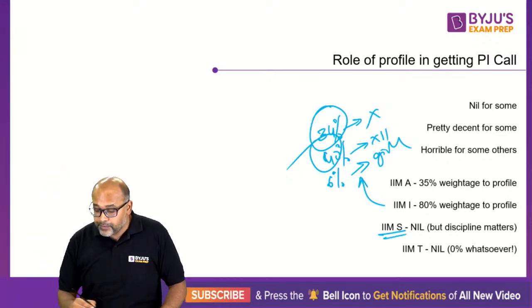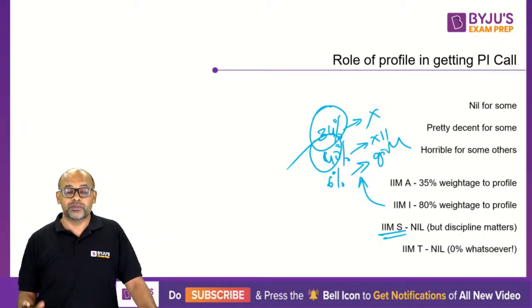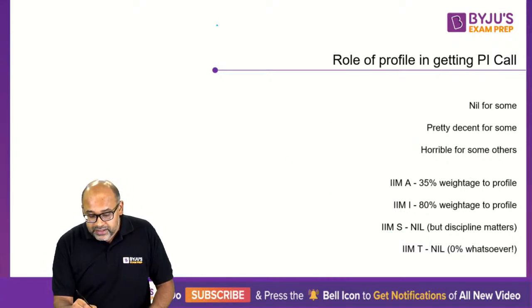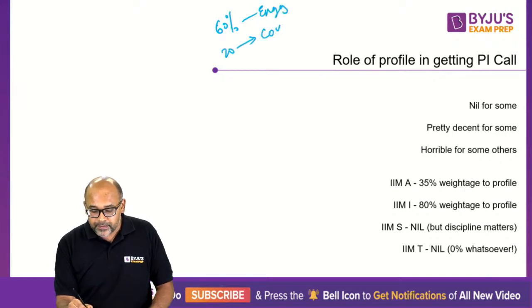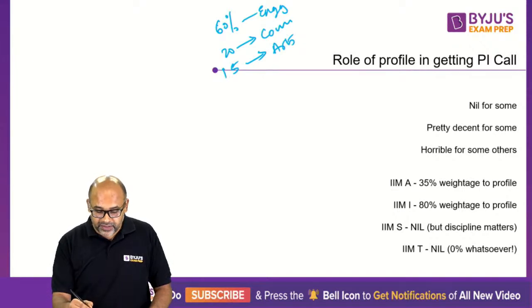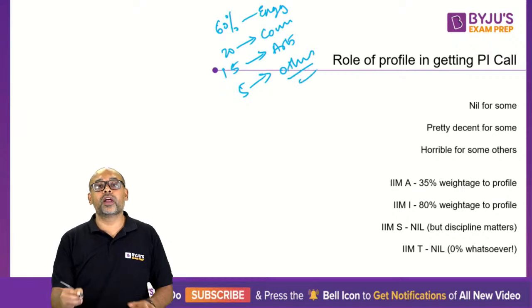Again, IIM Shillong does not have any profile importance. But what they say is, we will select proportionally. Let's say 60% of the applicants are engineers. Let's say 20% are commerce. Let's say 15% are arts. Let's say 5% are others, or others combined.